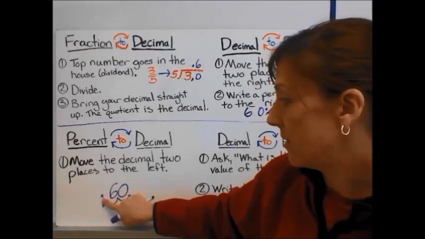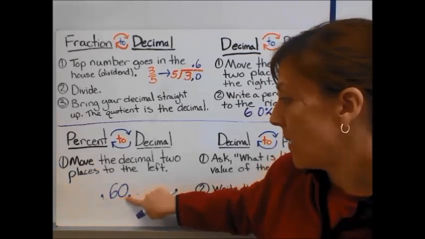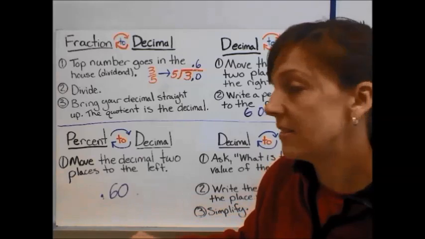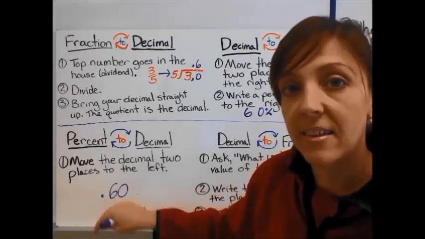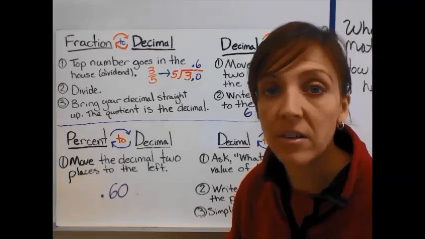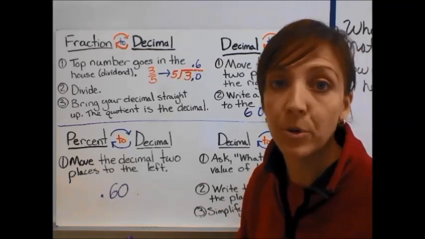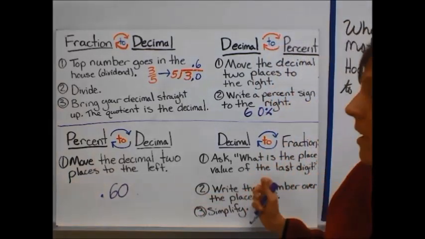So 6/10. Keep in mind, in money, that would be 60 cents. 60 cents is 60 out of 100 of a dollar. You have 60 cents out of 100, which is 60%, because percent means out of 100.